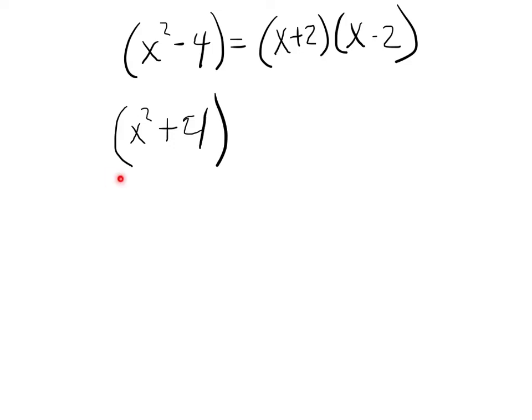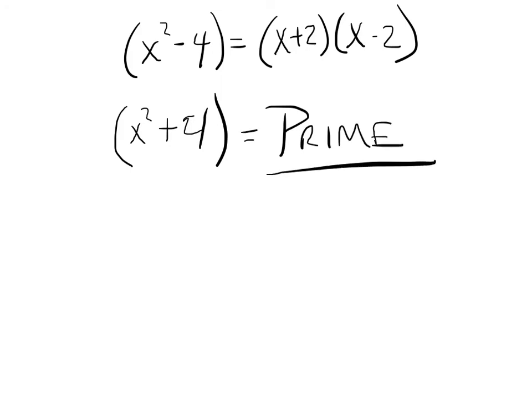It turns out that this polynomial right here cannot be factored. If we say that a polynomial cannot be factored, we can say it's prime. If there's no factor, it's a prime polynomial. There's no way to factor it.